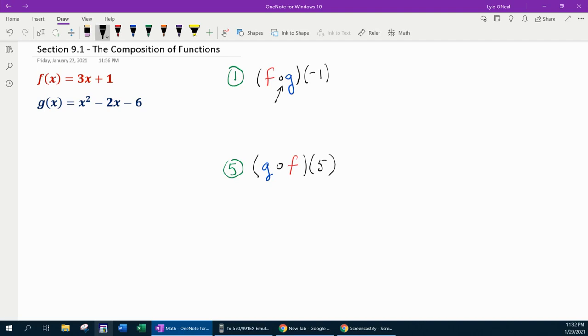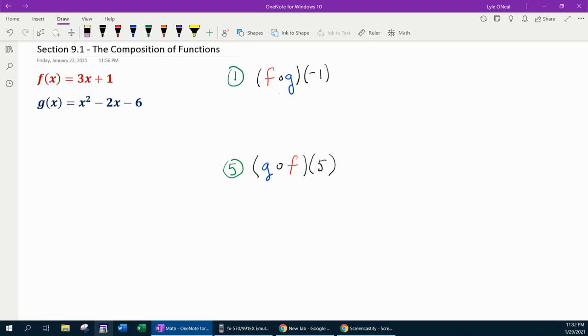Now, the circle can be read as composition. So you can either say f composition g of negative 1, or you can say f circle g of negative 1, or you could even say f of g of negative 1. What you can't say is fog. This is not fog. This is f circle g, f of g, or f composition g. Any of those are okay.